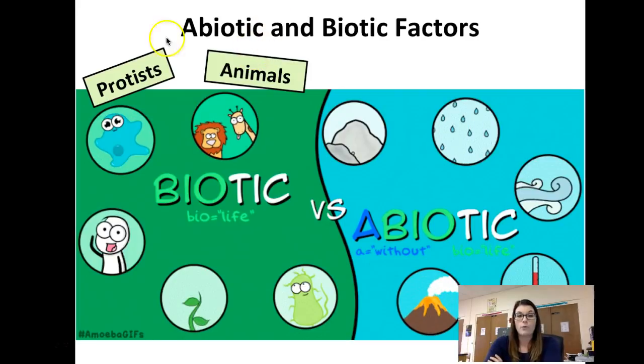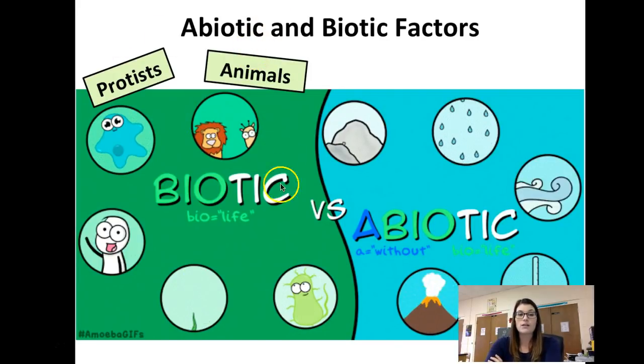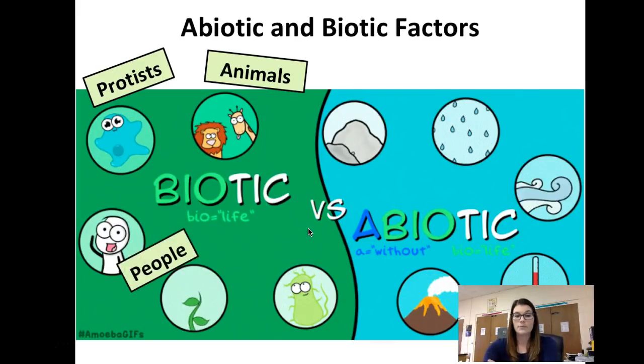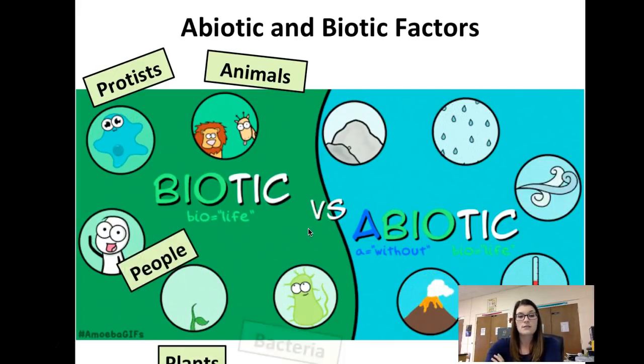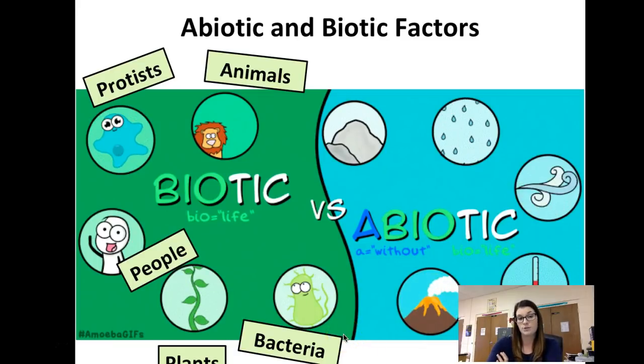Animals. All animals are living things, so they all are considered biotic factors in an ecosystem. People, of course, plants, and even bacteria. So not only things that you can see with the naked eye, but even microbes, like bacteria, are considered biotic factors.